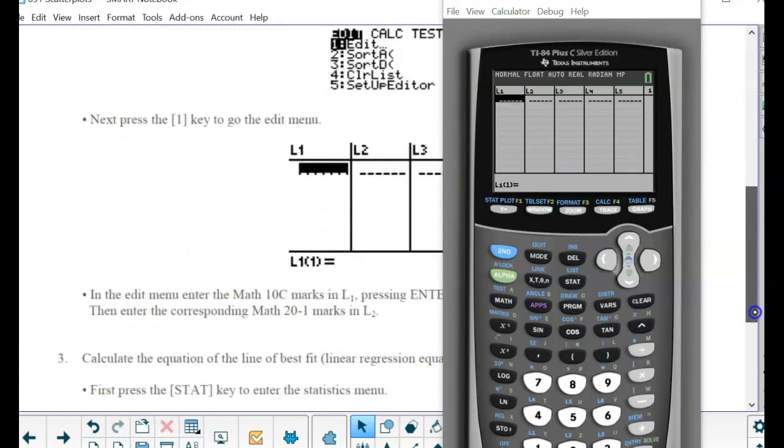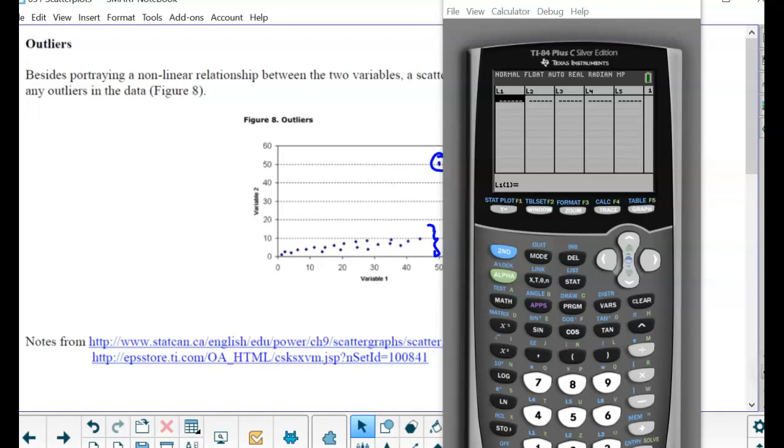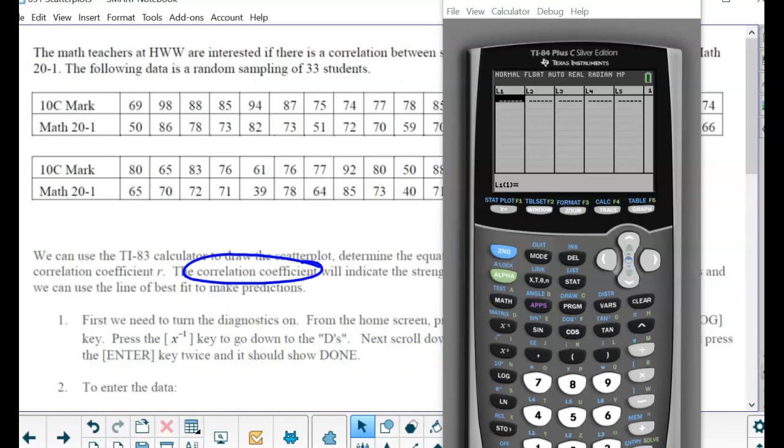And then we want to enter the 10C marks in L1, and then 20-1 marks in L2. So go back to your list, I guess that was at the top of the page, and just take a few minutes to enter those. I'm going to do the same.